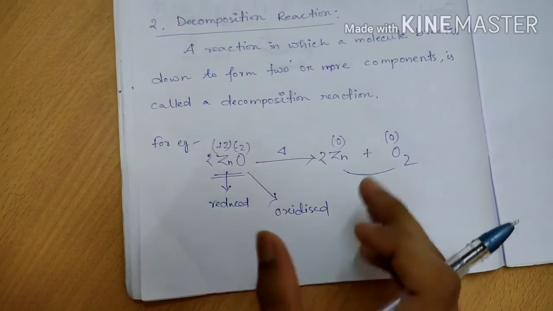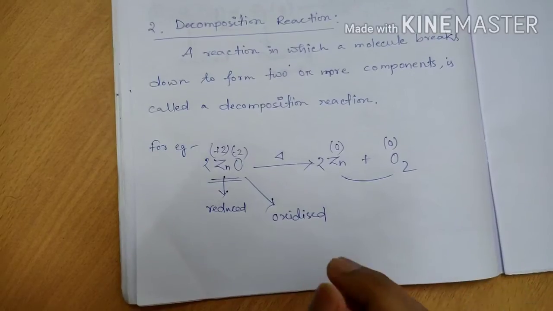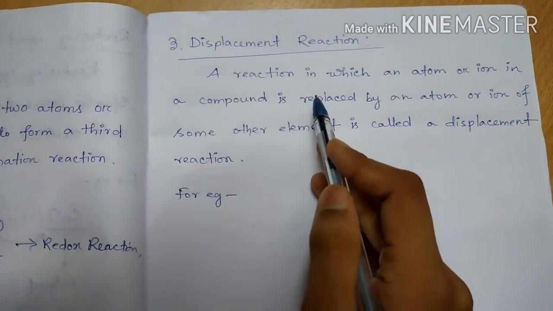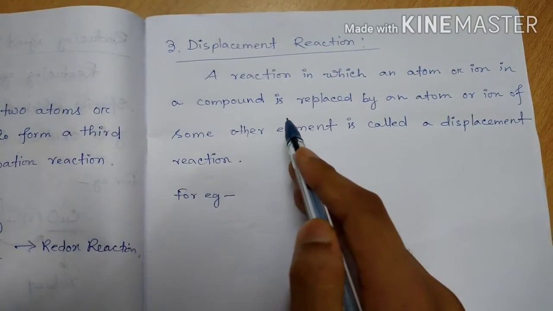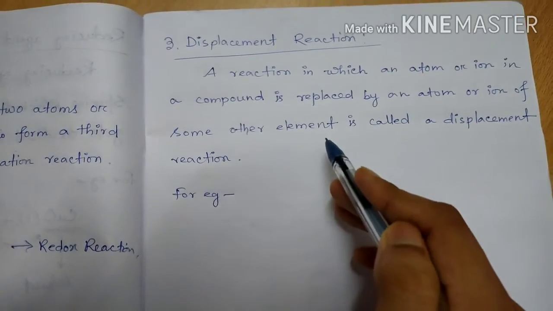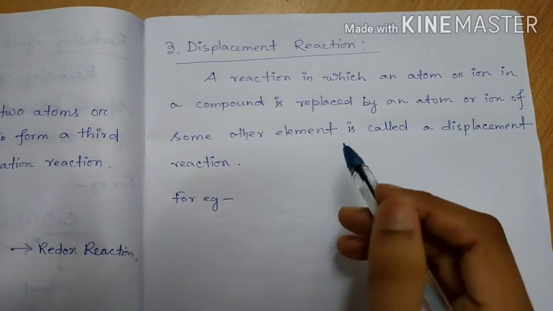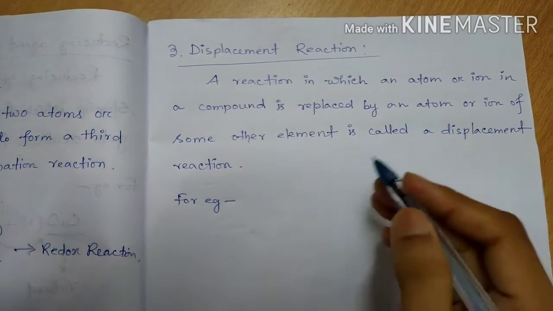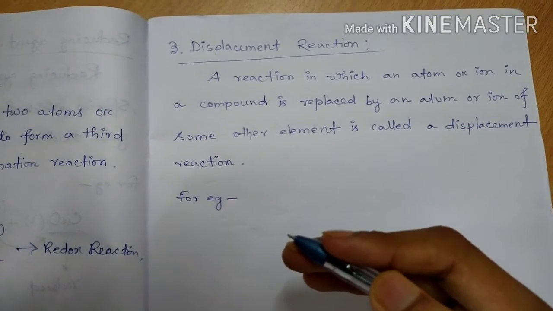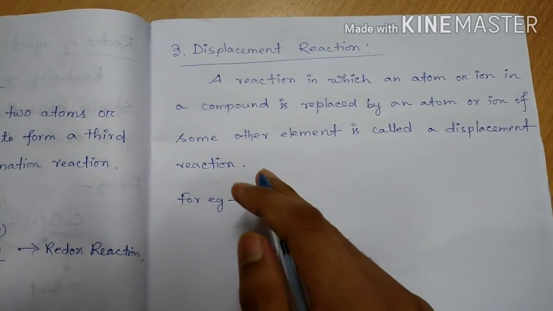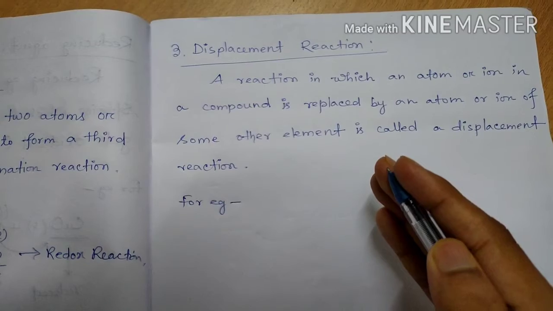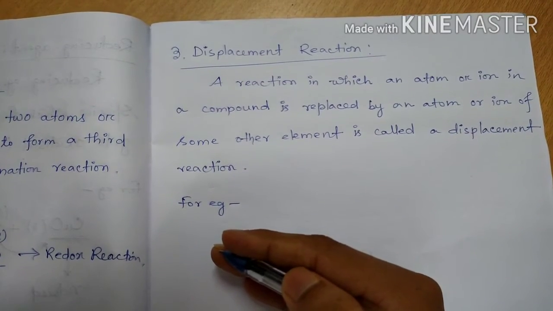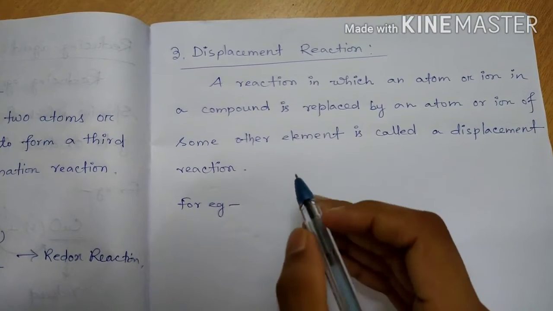Okay, clear? So now come to the number 3 reaction, that is the displacement reaction. A displacement reaction is nothing but a reaction in which an atom or ion in a compound is replaced by an atom or ion of some other element. It means in a reaction, if any atom in a compound is replaced by some other atom, then that reaction will be called a displacement reaction. That is, we have to displace one atom by another atom. Then only that reaction will be called a displacement reaction.